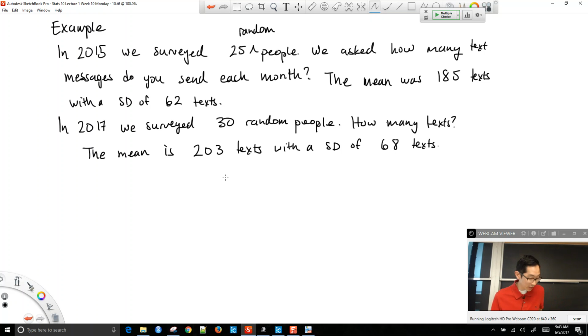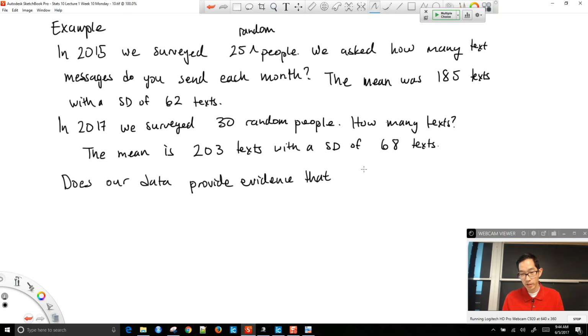Okay. All right. So the question is, does our data provide evidence that text messaging rates have changed in the last 2 years, between 2015 and 2017?